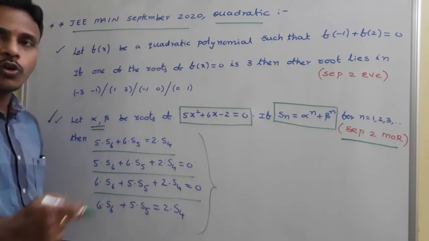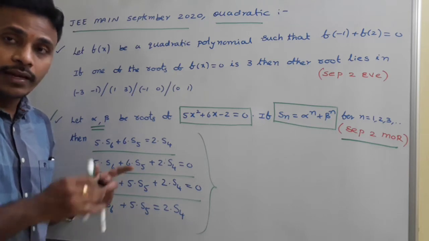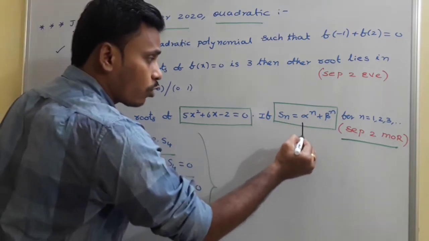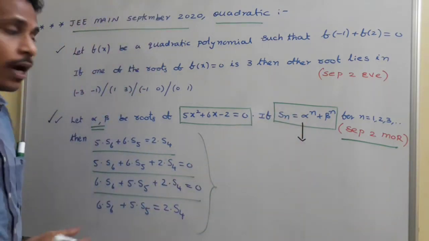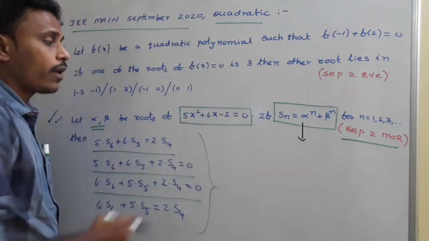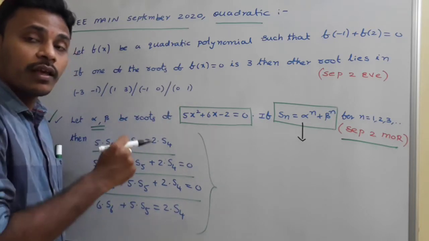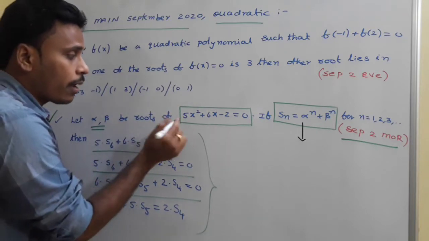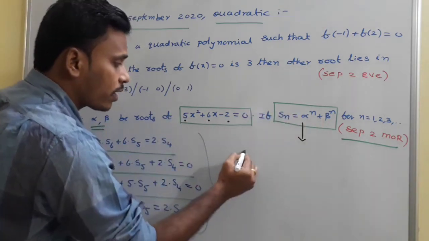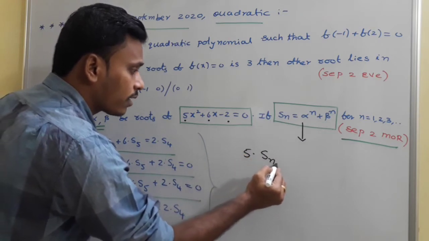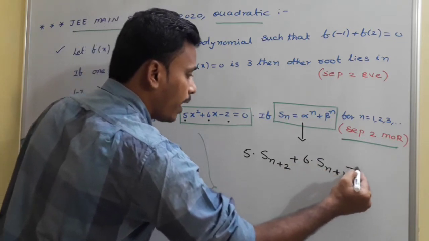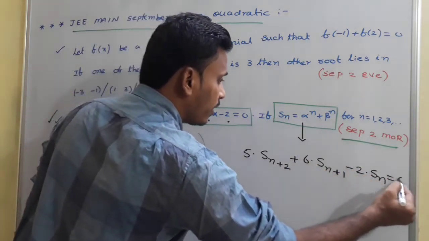This is a regular question. We already discussed this pattern of questions in the regular class. Since Sn is alpha power n plus beta power n, and this is a quadratic equation, we can write a direct statement by concentrating on the coefficients of the quadratic together with Sn. So what is that statement? 5 into Sn plus 2 plus 6 into Sn plus 1 minus 2 into Sn equals 0.